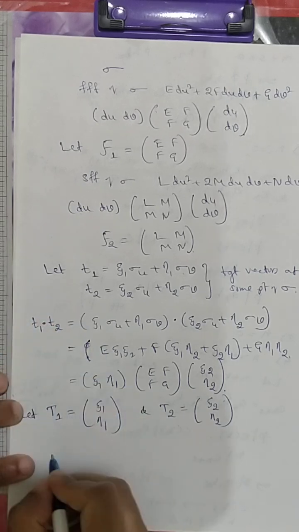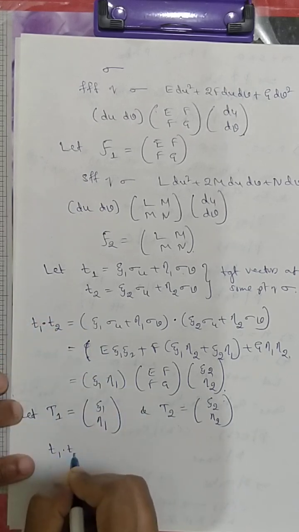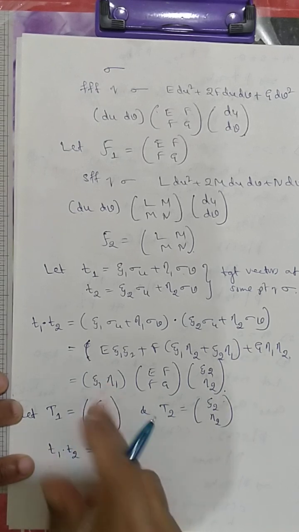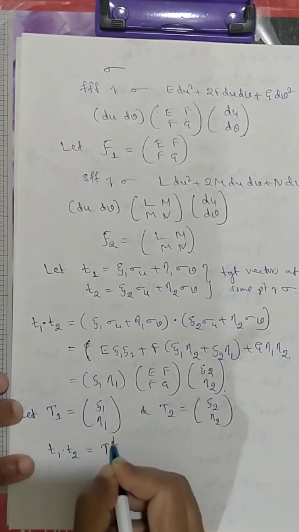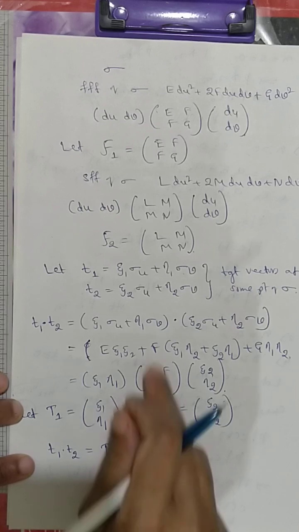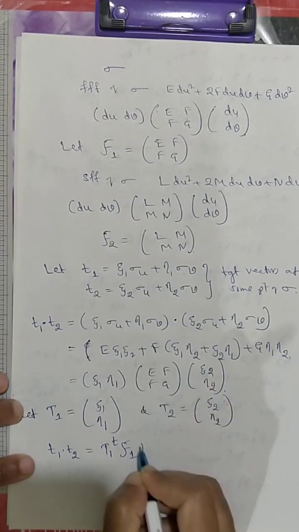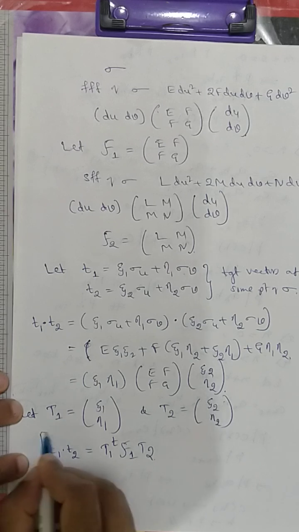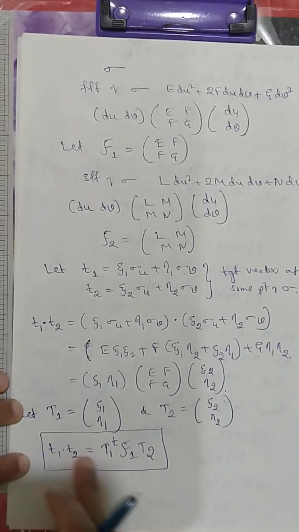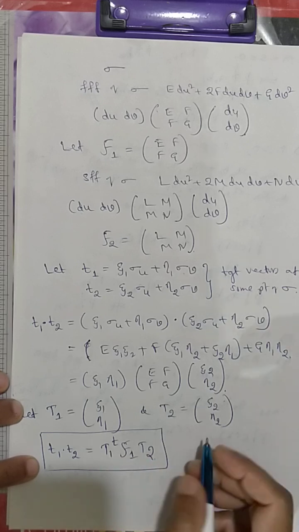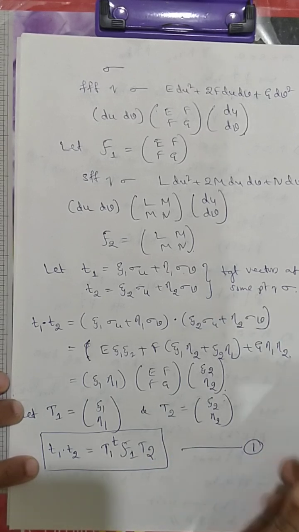Then what will be the dot product here? T1 dot T2, the vectors dot product. It is the transpose of this. So T1 transpose into, what is this matrix? It is F1. So F1 and this matrix is T2. So the dot product of the tangent vectors at some point of sigma is given by T1 transpose F1 T2. Let us call this statement 1.